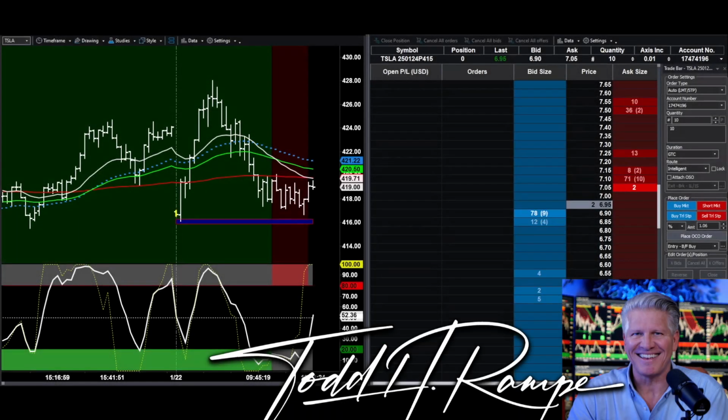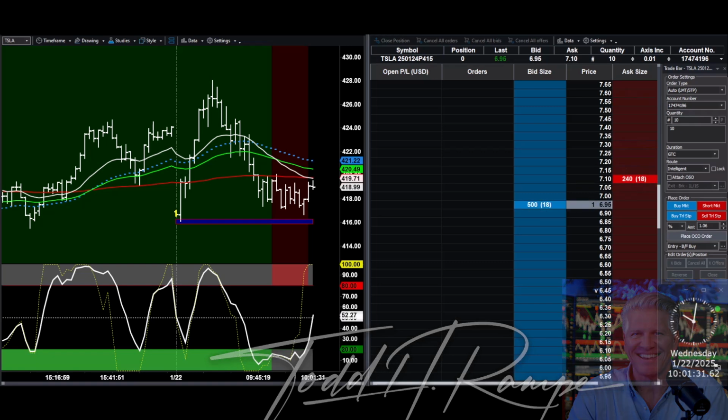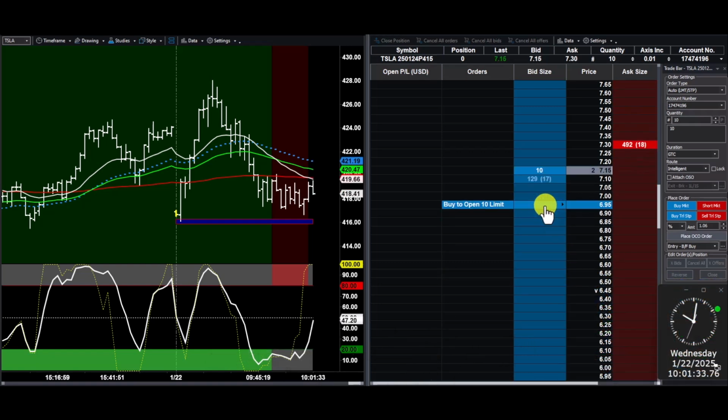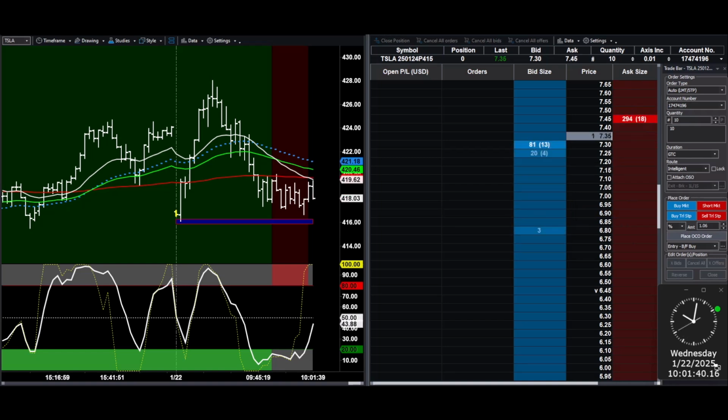Here's an example of what I was just talking about. I just put the blue horizontal line down there at the low of the day. And if you just keep your eye on the price bars, you see how they're bouncing off of the 21 moving average. That area that I just drew is the first area of support.